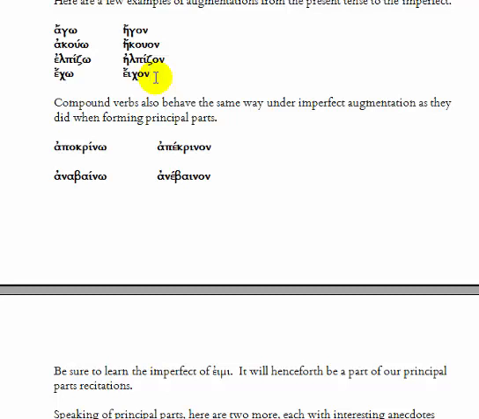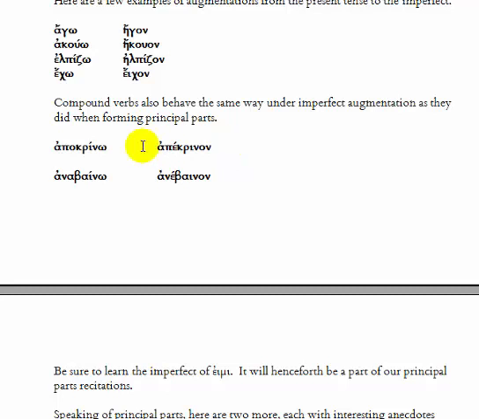That's going to be a key way in which you're going to be able to distinguish the imperfect from the present when you're reading. It's going to have this elongation of some kind. For a consonantal beginning verb, it'll just be an epsilon. For a vowel, it'll be an elongation, and then there'll be the secondary ending.